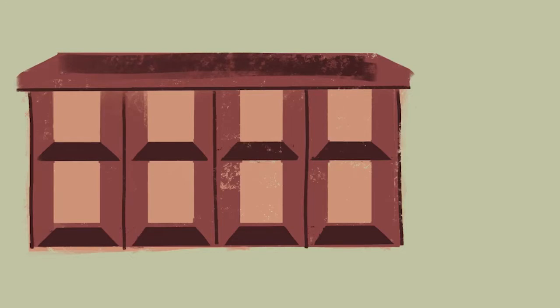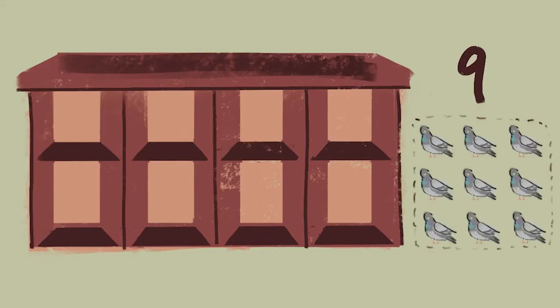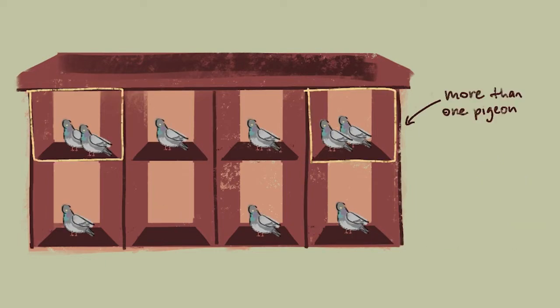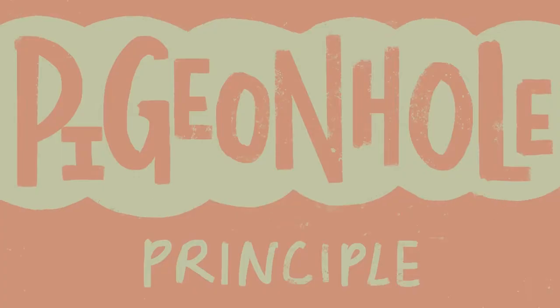Let's say that you have a lovely pigeon home with 8 lofts and you have 9 pigeons that you want to house. No matter how we arrange the pigeons, there must be at least one loft that has more than one pigeon. They can be friends. This idea is an example of the Pigeonhole Principle.